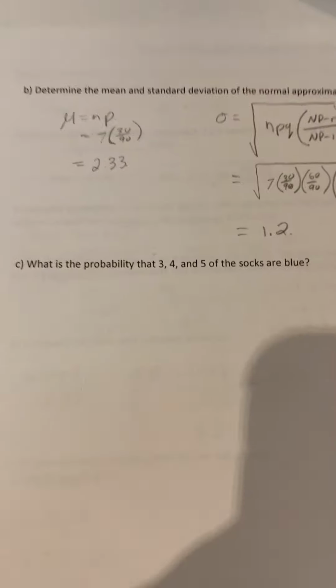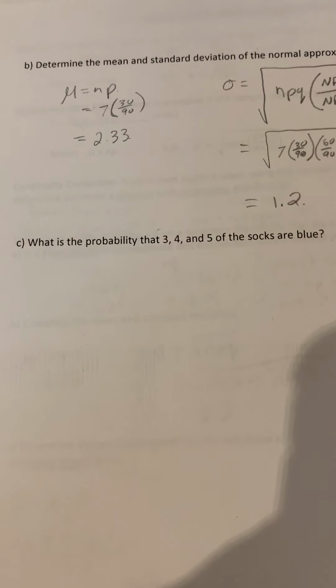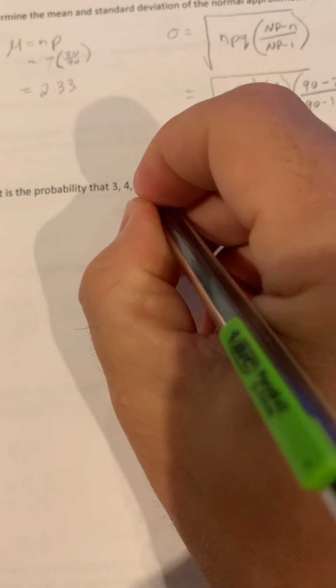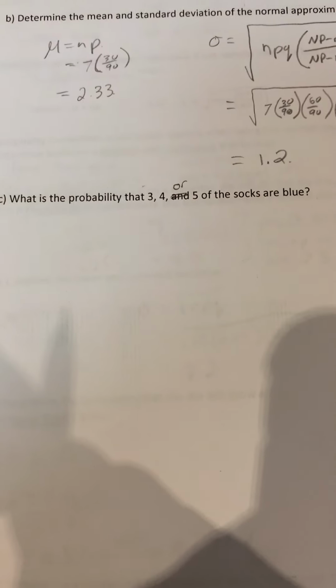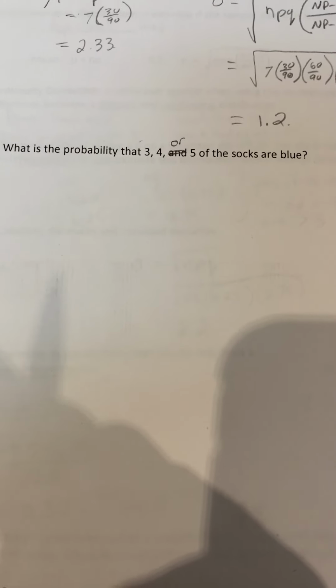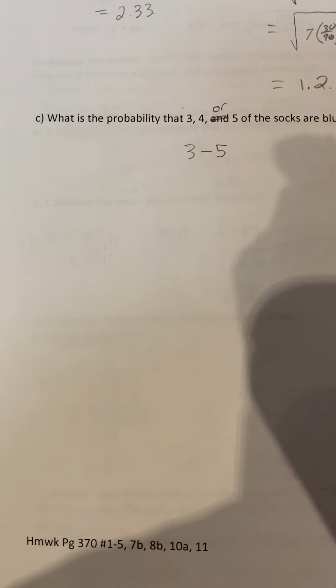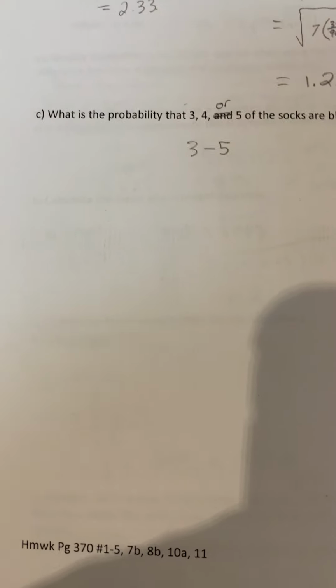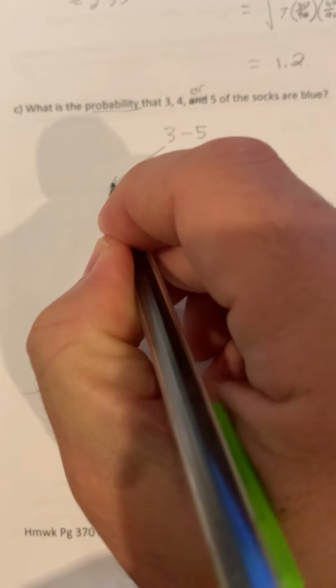Okay, now for the trickiest question. What is the probability that 3, 4, or 5 of the socks are blue? Okay, so now we're doing a range. So in the previous lessons, when we do a range, we're looking at 2 probabilities and then subtract them. So we were looking from 3 to 5 socks. So remember we did this before. When we have a range, we're going to take the z-scores of 2 and then subtract them. Probability of z-scores. So we're going to do the 3 and we're going to do the 5.